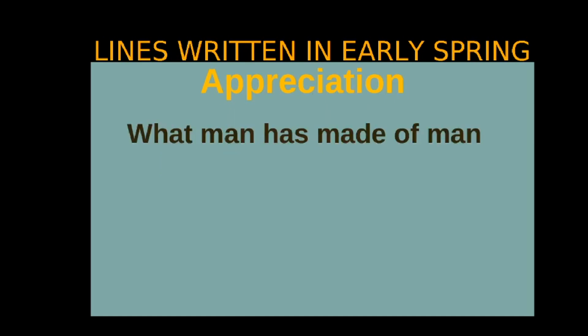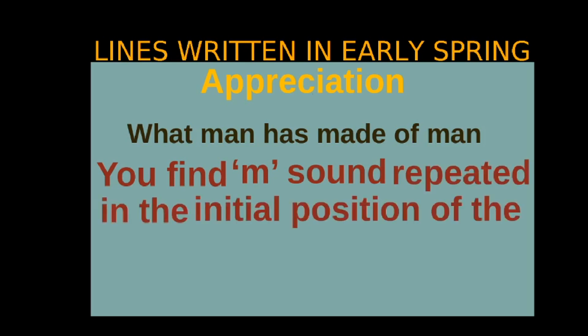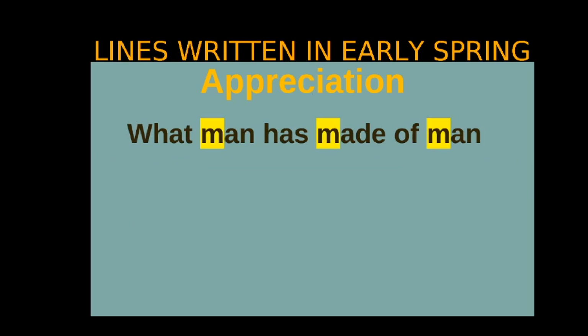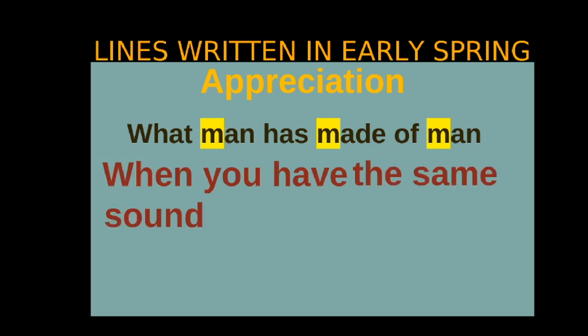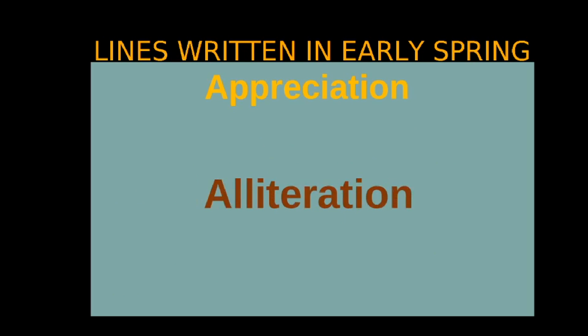Coming to the next one, what man has made of man? Here you find the M sound repeated in the initial position of the words. What man has made of man. So when you have the same sound repeated in the initial position of the words, it is called an alliteration.